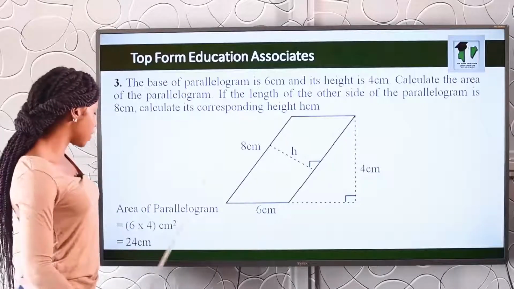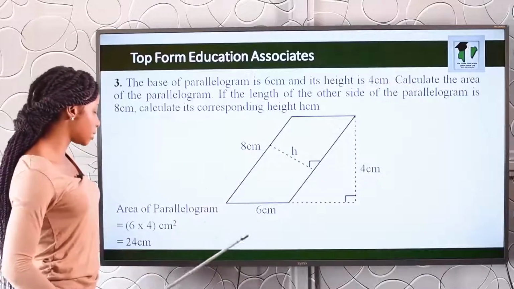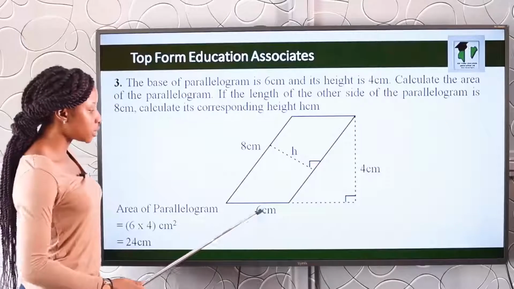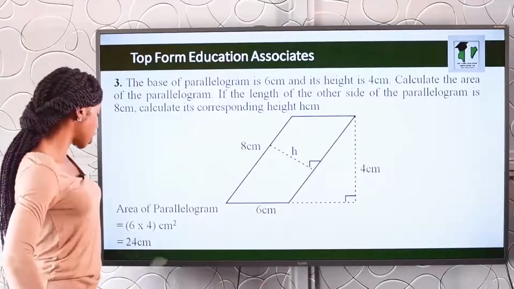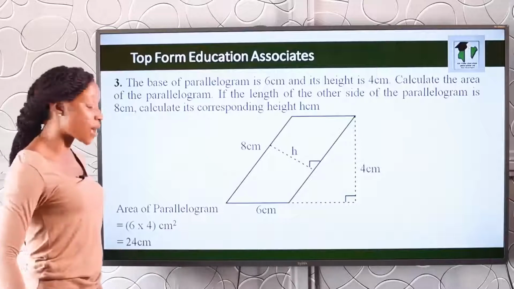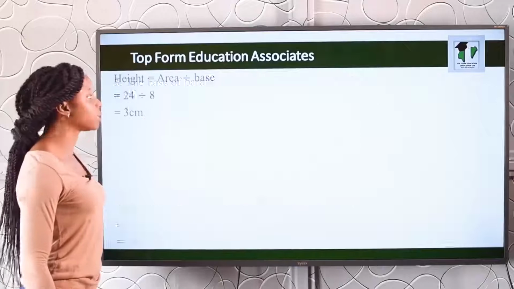Now let's go. Area of a parallelogram is given as base times height. Where is our base? Where is our height? We have it here. This is the base. This is the height. So we take the multiplication. When we do that, we have our answer. We have the area of the first parallelogram as 24 centimeters square.